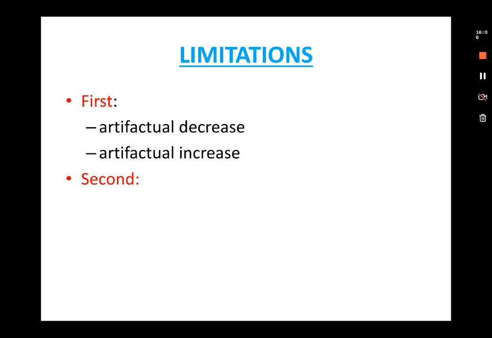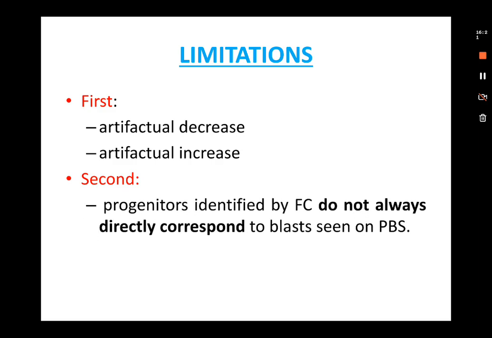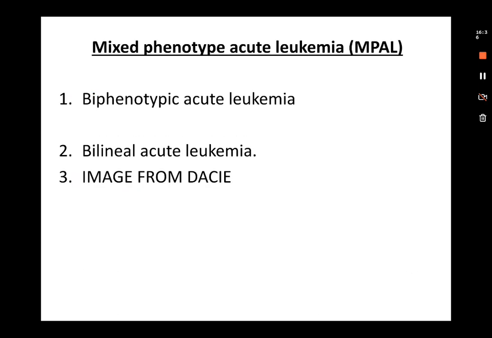There can also be an artifactual increase because you are lysing the RBCs. For example, if you were giving an M:E ratio for bone marrow and you have lysed the RBCs, the blast percentages can be artifactually increased. Secondly, there is no perfect concordance between what you see on PBS and flow cytometry. The percentages seen on PBS do not correspond directly to flow cytometry. But if you keep these limitations in mind, flow cytometry can still accurately diagnose our leukemias.